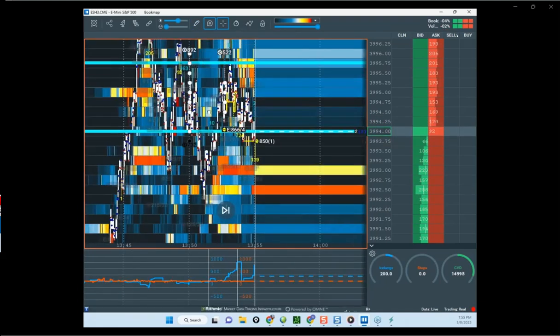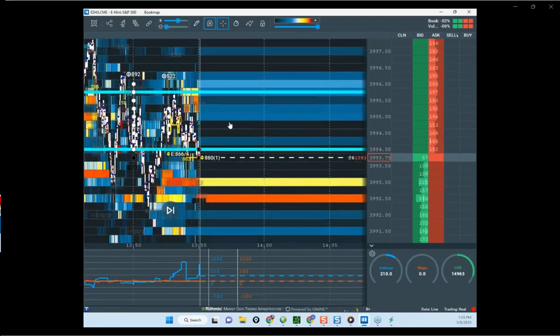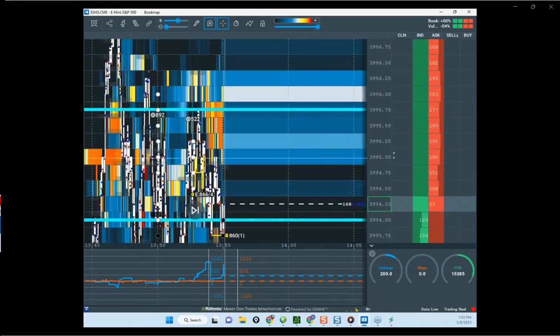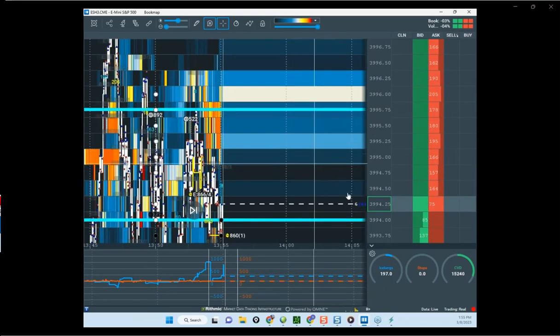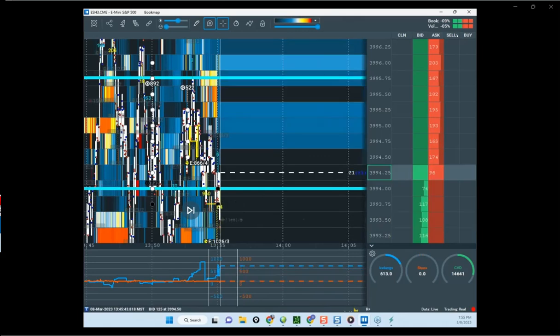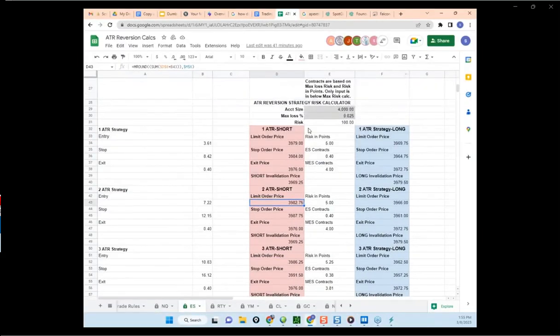There you go. Now I go to my spreadsheet. What are the prices of that zone? 3995.75 is the top. 3994 is the bottom. Then I plug those prices in the spreadsheet.